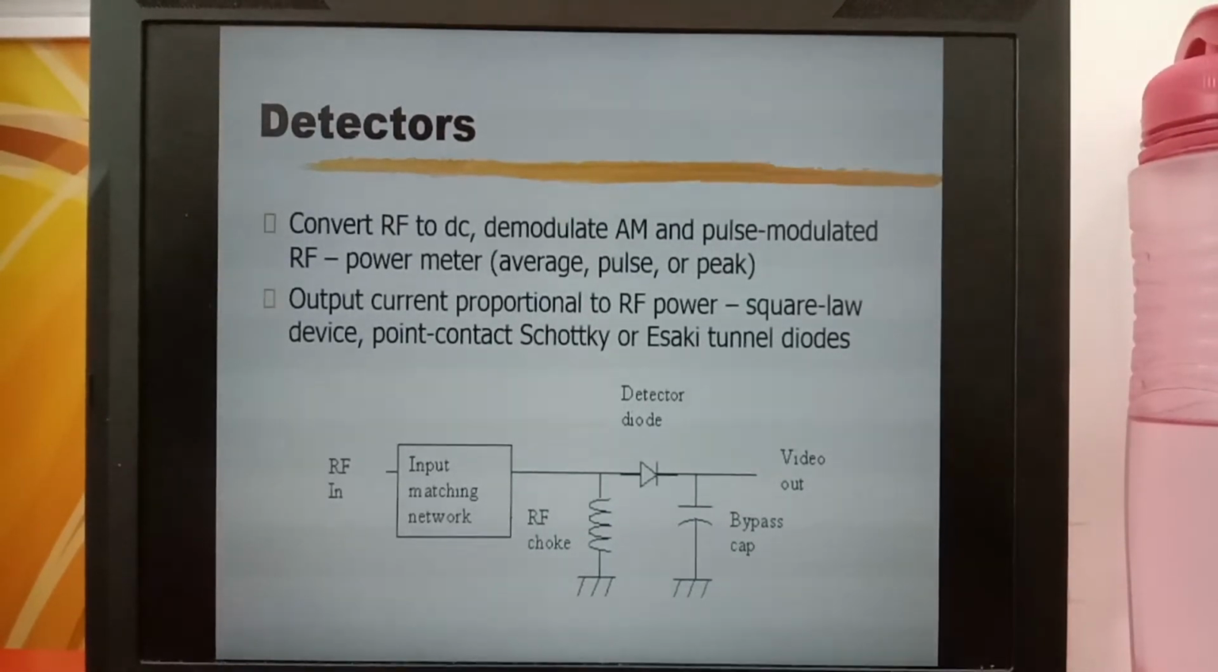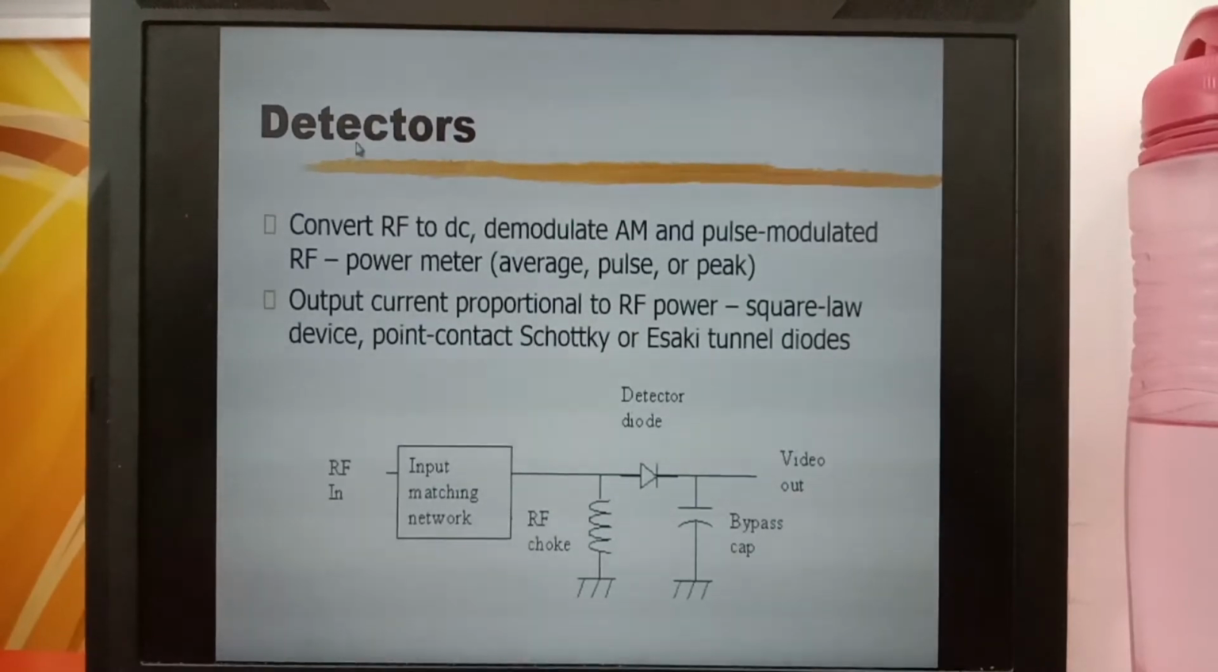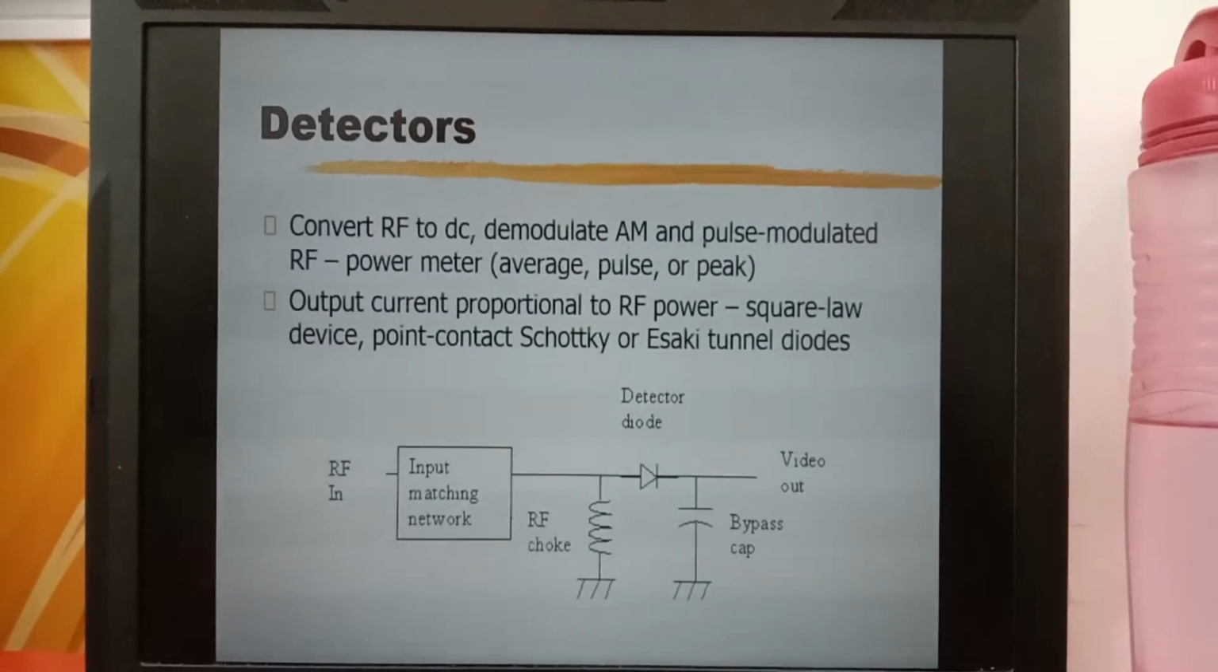One important microwave device used in microwave communication system is the detector. A detector converts radio frequency to DC. It can also demodulate AM and pulse modulated radio frequency signal.